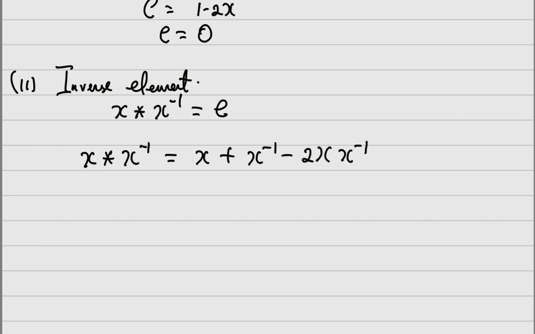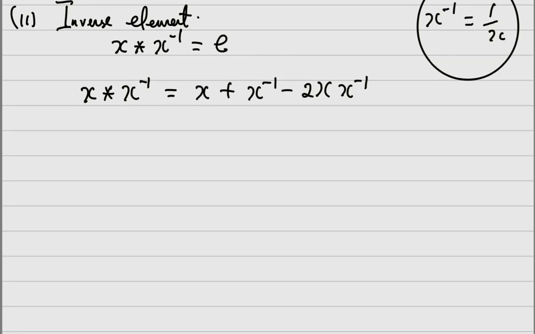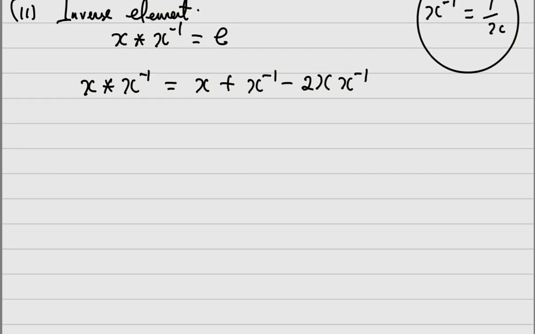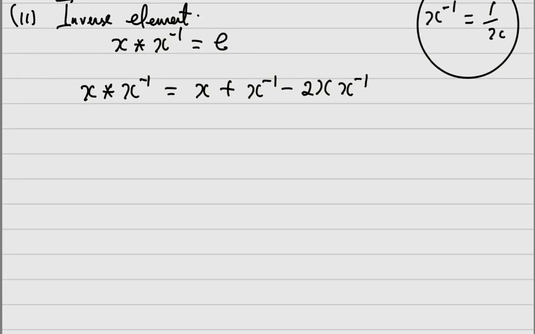Okay, let me pause here and show you something. Don't make the mistake of replacing x inverse with 1 over x. Please don't do that. It will not give you what you actually want. So take note of that. Then we continue. Now this is equal to the identity element, which is equal to 0.